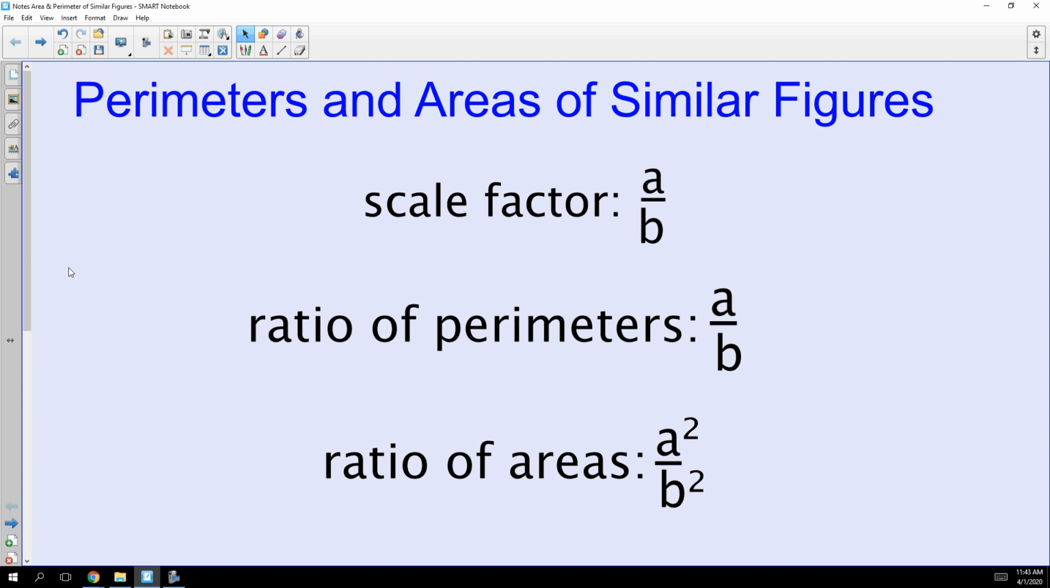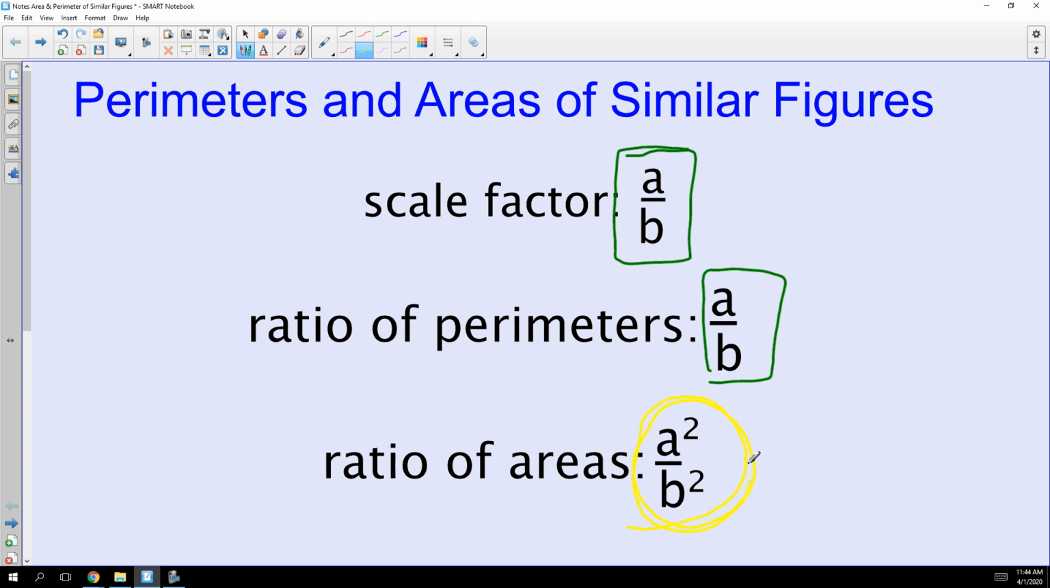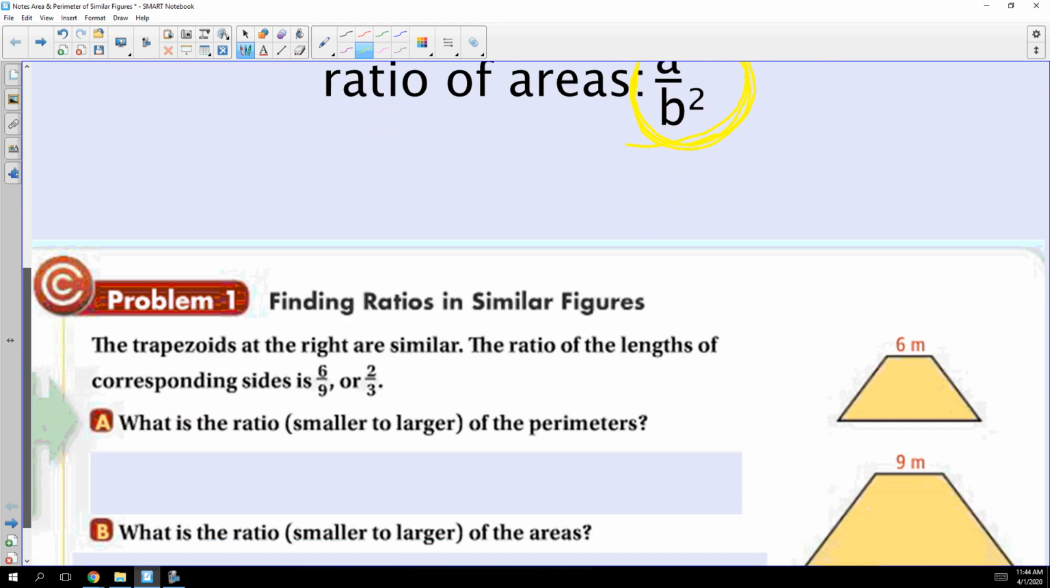I was told that you didn't already have information about areas of similar figures, so I had some stuff that I thought I'd pull up. Remember, when you studied similar figures, that similar figures have a scale factor, a ratio that compares the length of one side to the length of another. The ratio of the perimeters was pretty much the same thing. That doesn't change. But for area, it is very different. The ratio of the areas is a squared over b squared. So it is a little bit different, but as long as you keep that in mind, you really can't go wrong. There's not much to this at all.